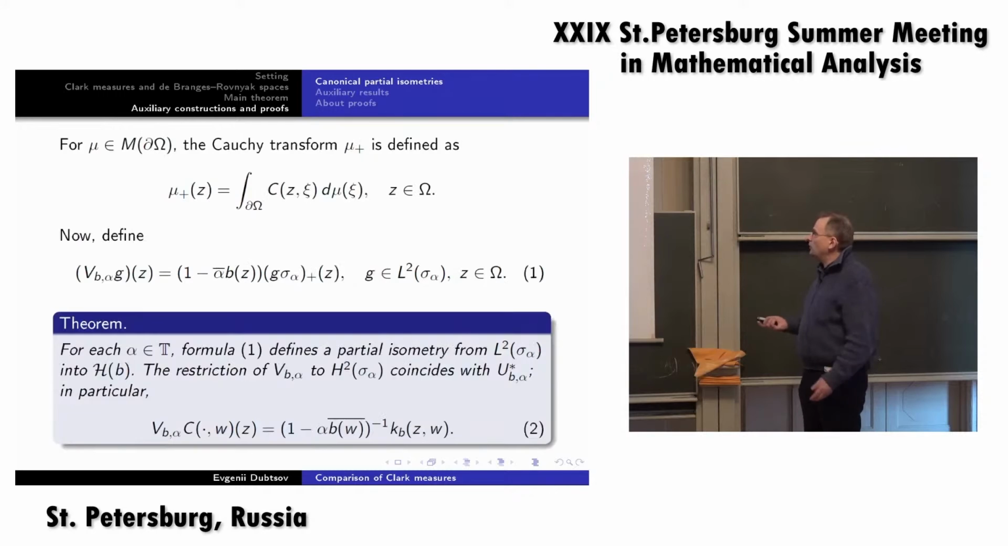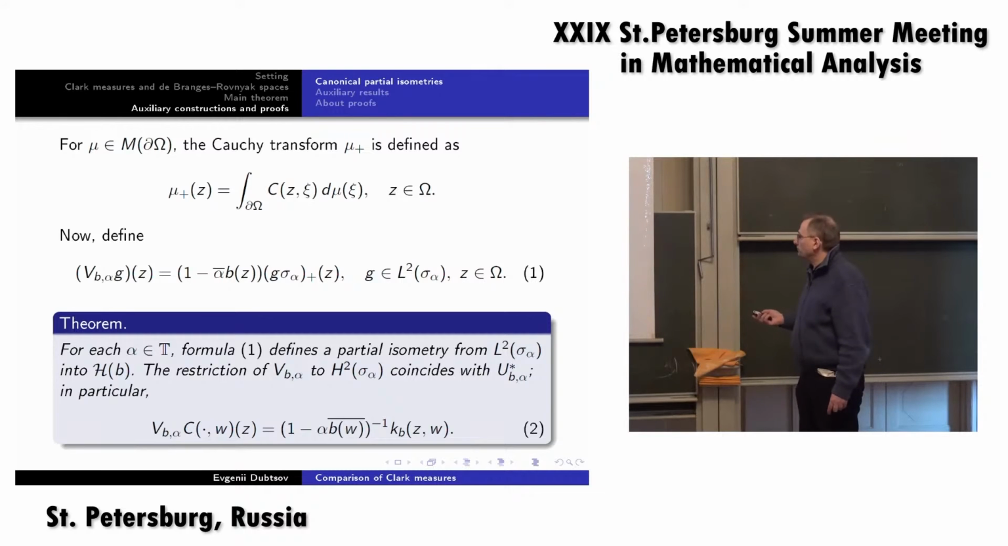Okay, if not, then we also define a kind of opposite operator, capital V of B alpha, using the Cauchy integral, and then we obtain, not like in this simplified situation, only a partial isometry from L2 of sigma alpha into calligraphic H of B, the de Branges-Rovnyak space generated by B. And if you restrict this operator onto H2 of sigma alpha, then we obtain the conjugated operator of U, the previous one. This is what we use to prove that result.